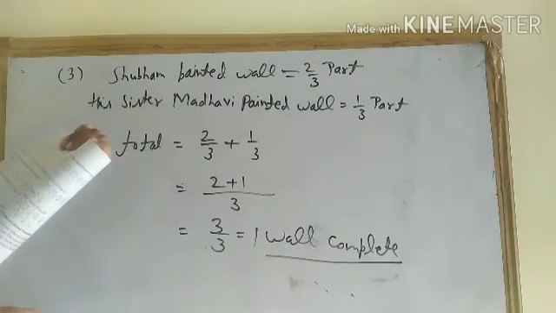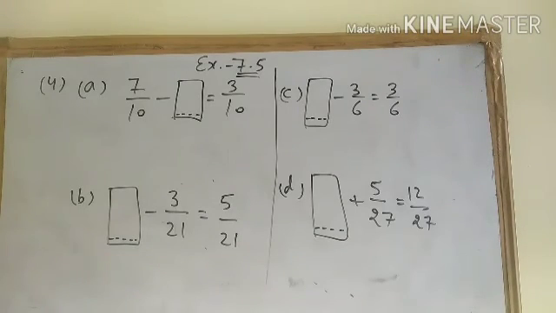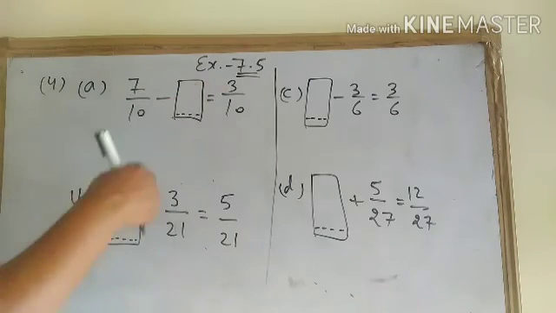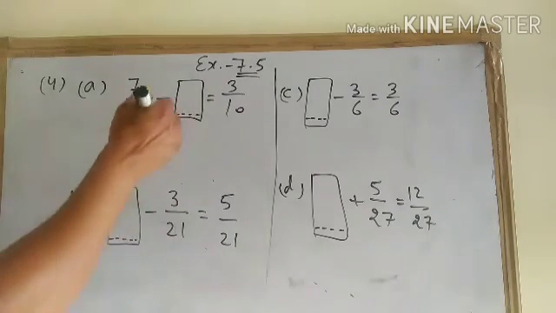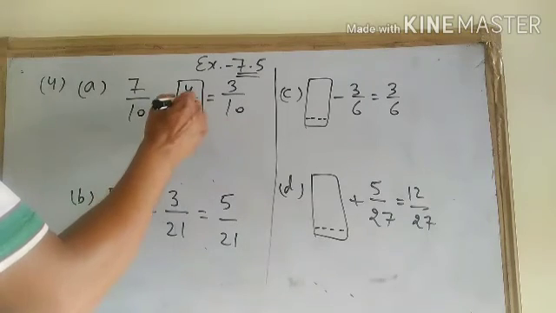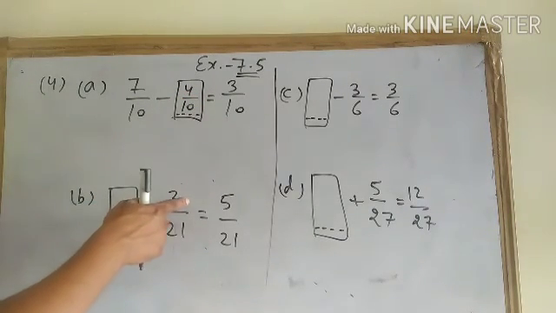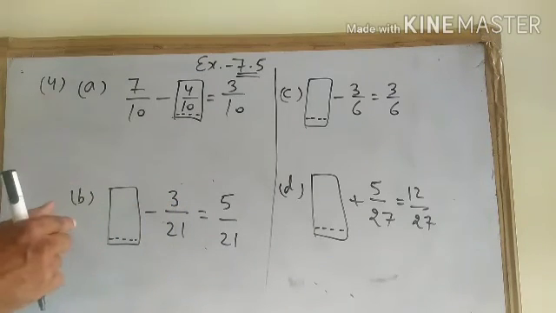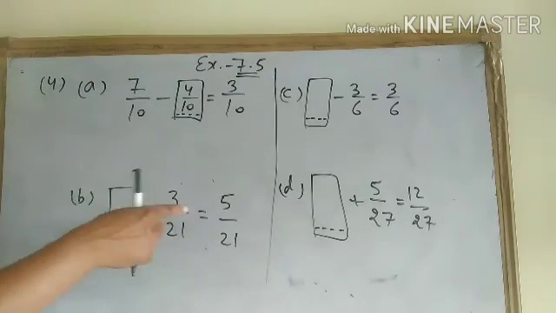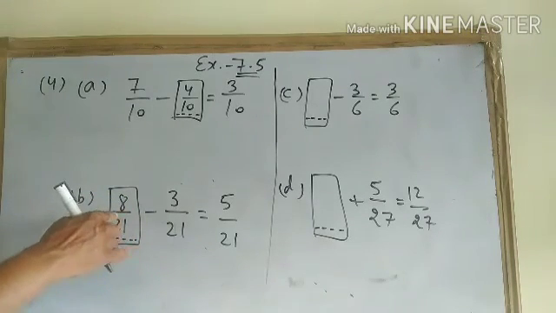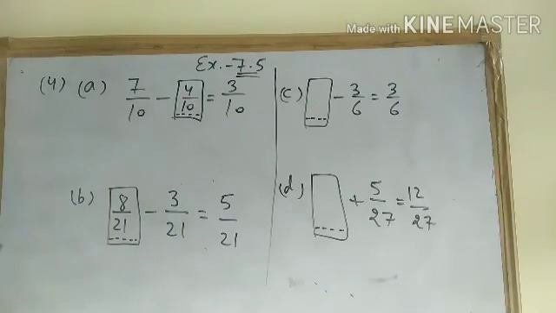Let's take its problem number 4. In problem number 4 we have to fill in the blanks. In the first fill up there is a minus sign, so let's think how much we can minus from 7 so that we can get 3. It means you have to subtract 4, but the denominator is 10, so you will write 4/10. In this problem there is also subtraction, so what should we subtract from 3 so that we get 5/21? If we write here 8/21, then from 8/21 if 3 is subtracted, you will get 5/21.